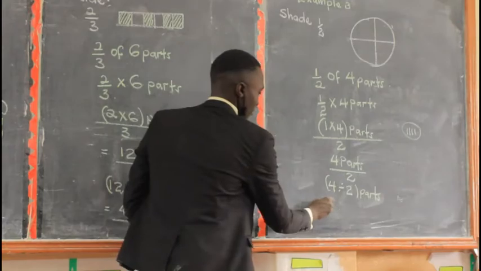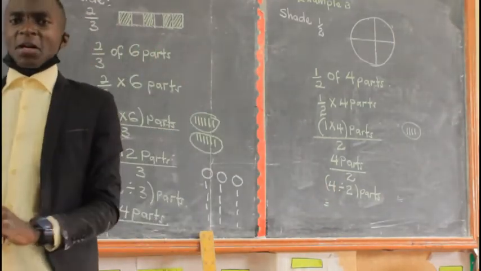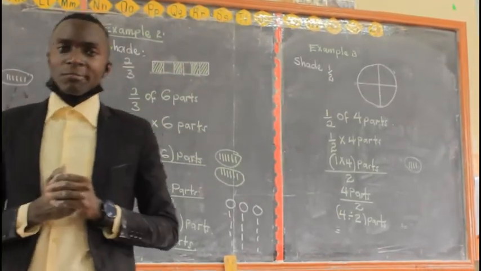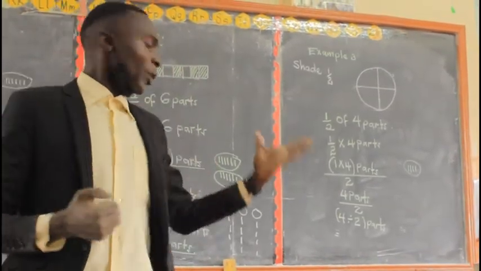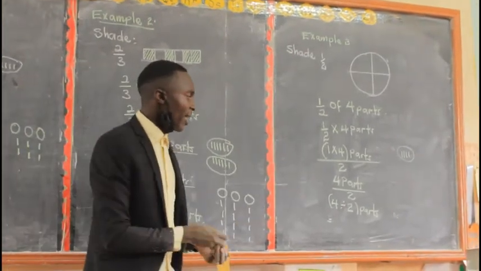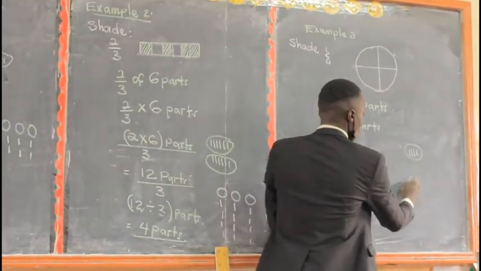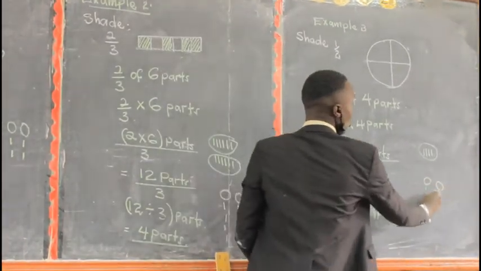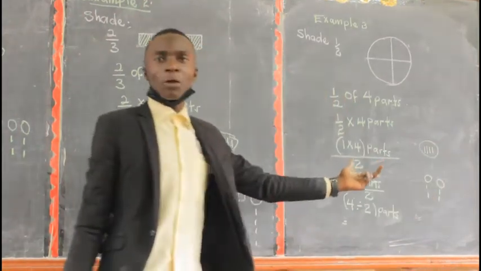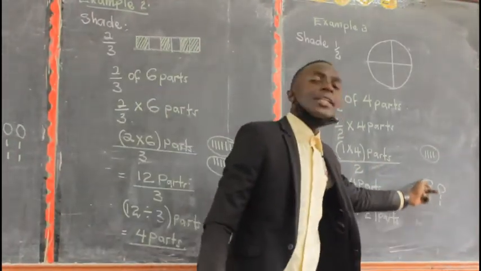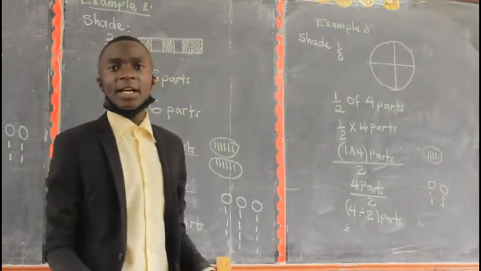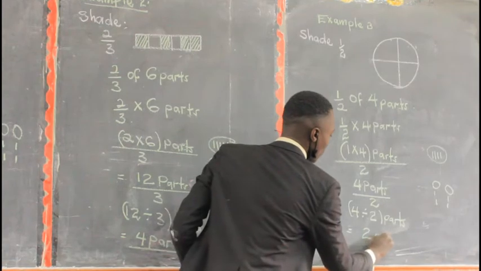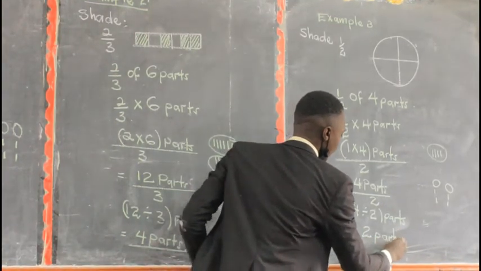What do you get? When you get 4 sweets and you divide those sweets equally among 2 children, how many does each child get? So we say, how many children? 1, 2. How many sweets are we going to divide? 1, 2, 3, 4. So we have divided equally. Each and every child gets 1, 2. Each and every child gets 2. So it means that we say our answer is 2 what? 2 parts.